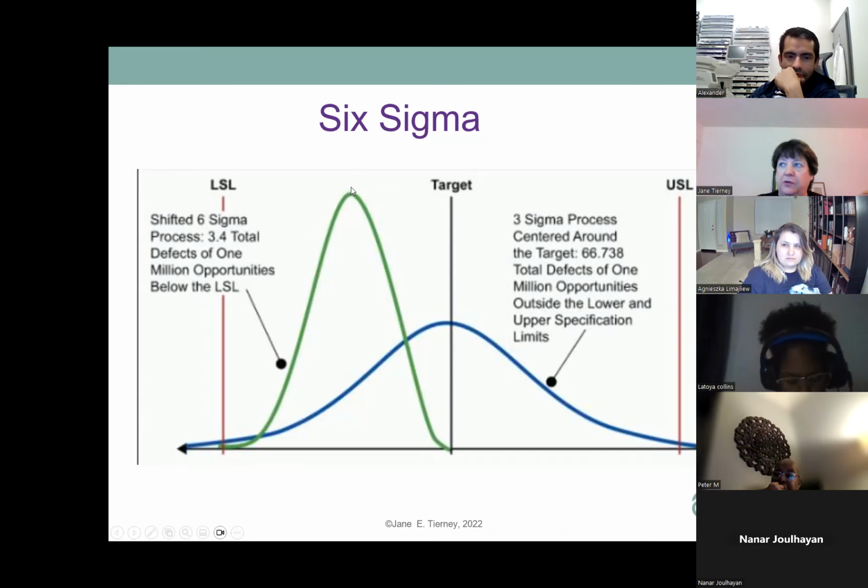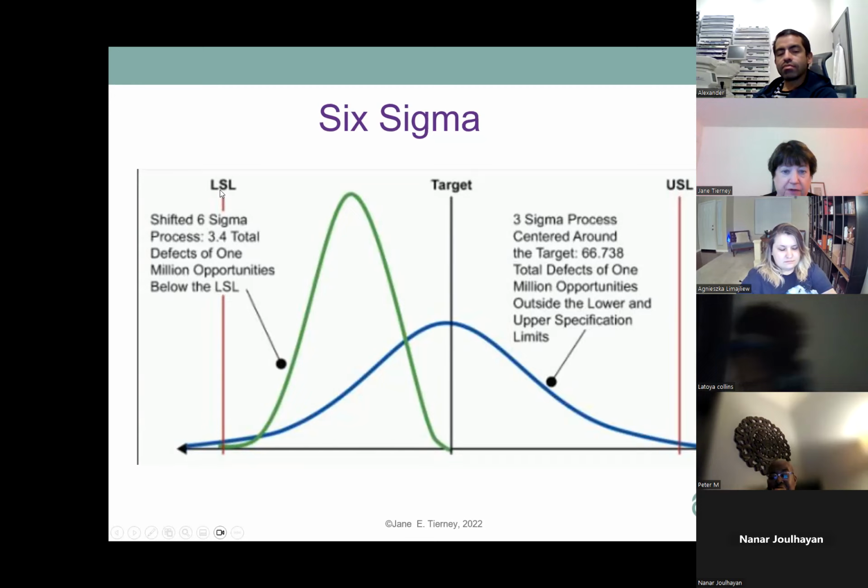The problem with the green one is it's not centered around our target. So we would like to move the green one over a little bit and be more centered around the target and tighten the blue one up, because what you can see here is the blue is going to bleed over outside of our specification limits on either side. And we don't want to be outside of our specification limits. We want to be inside.